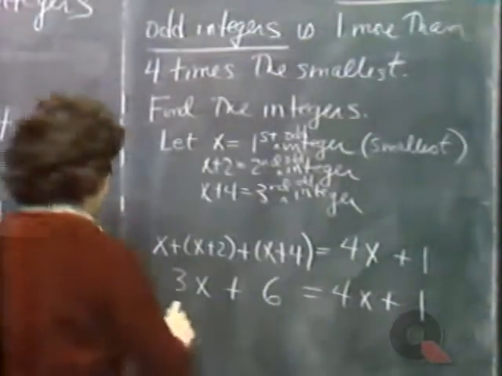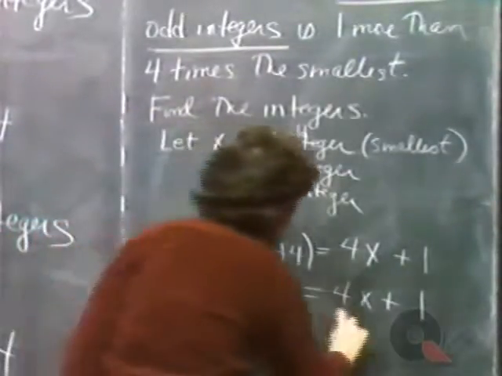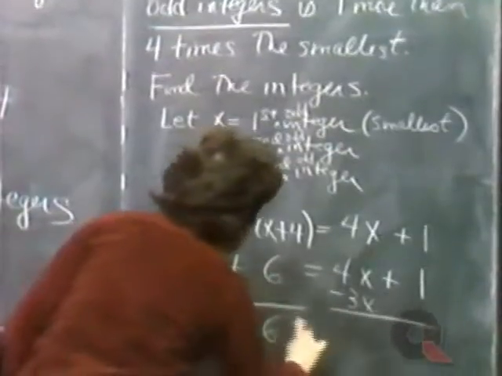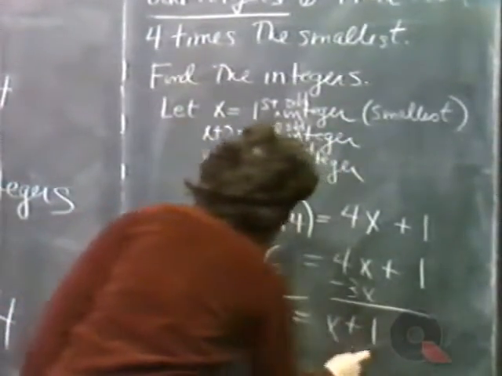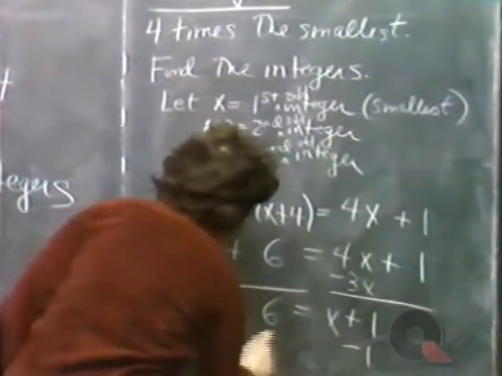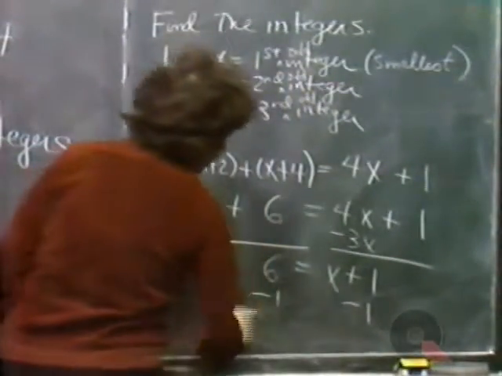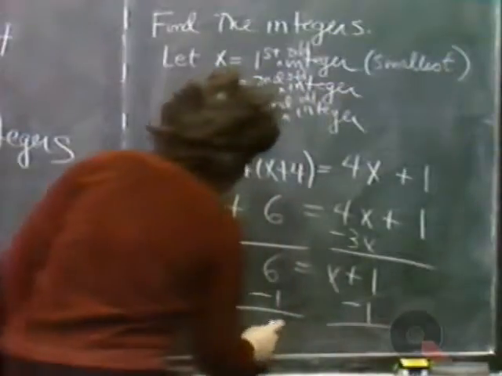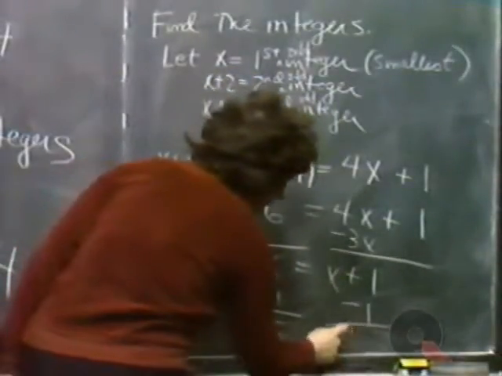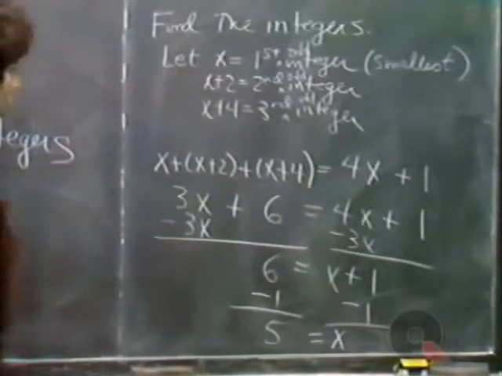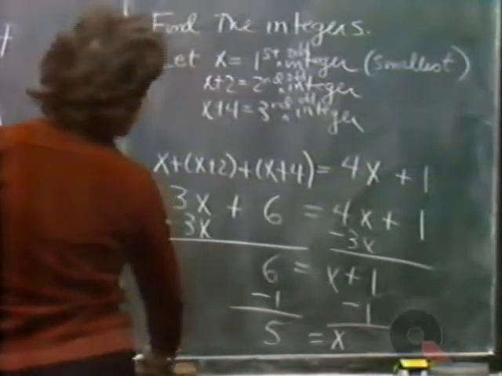Okay, subtracting 3x from both sides. 6 is equal to x plus 1. Subtracting 1 from both sides. Five equals x. Okay, 5 is equal to x.